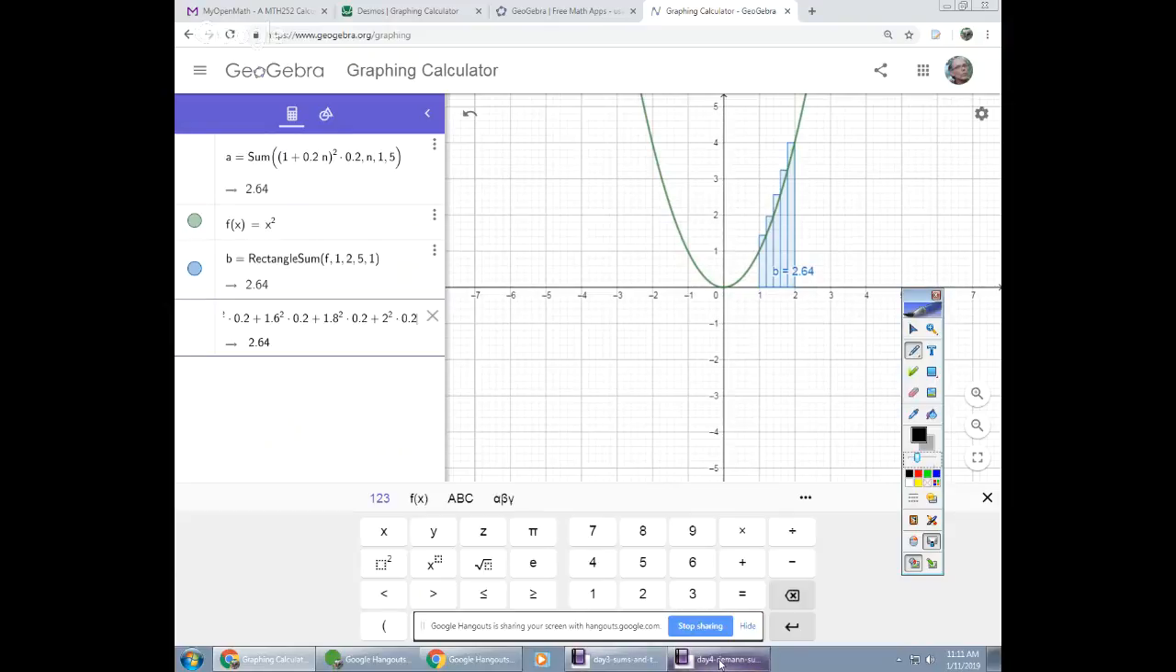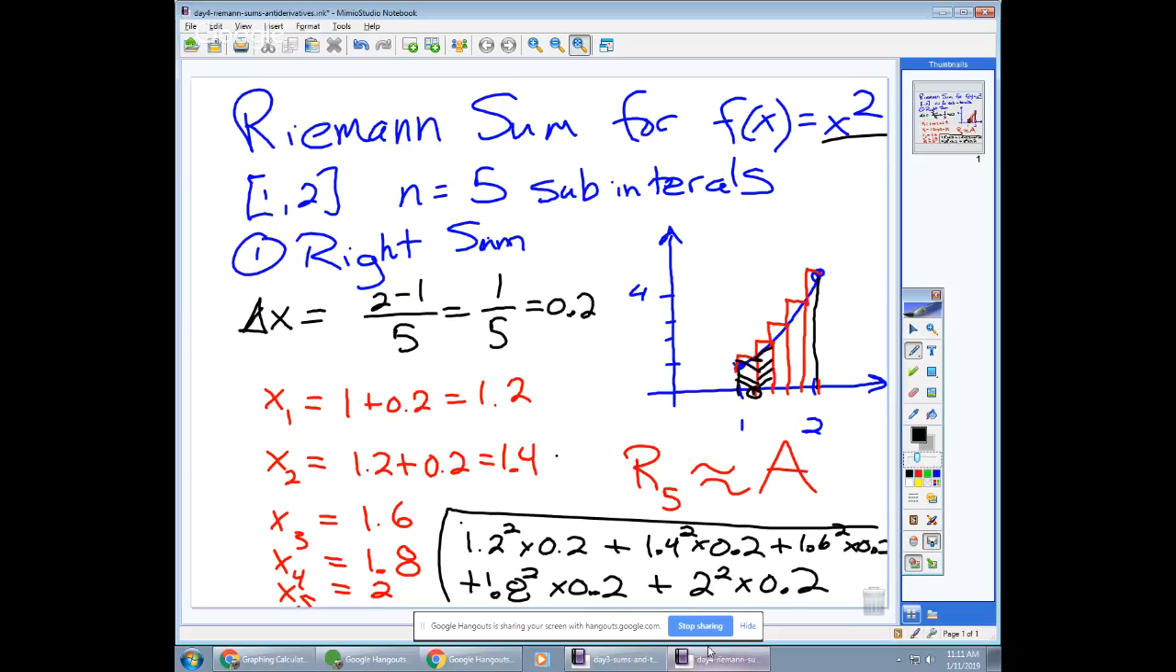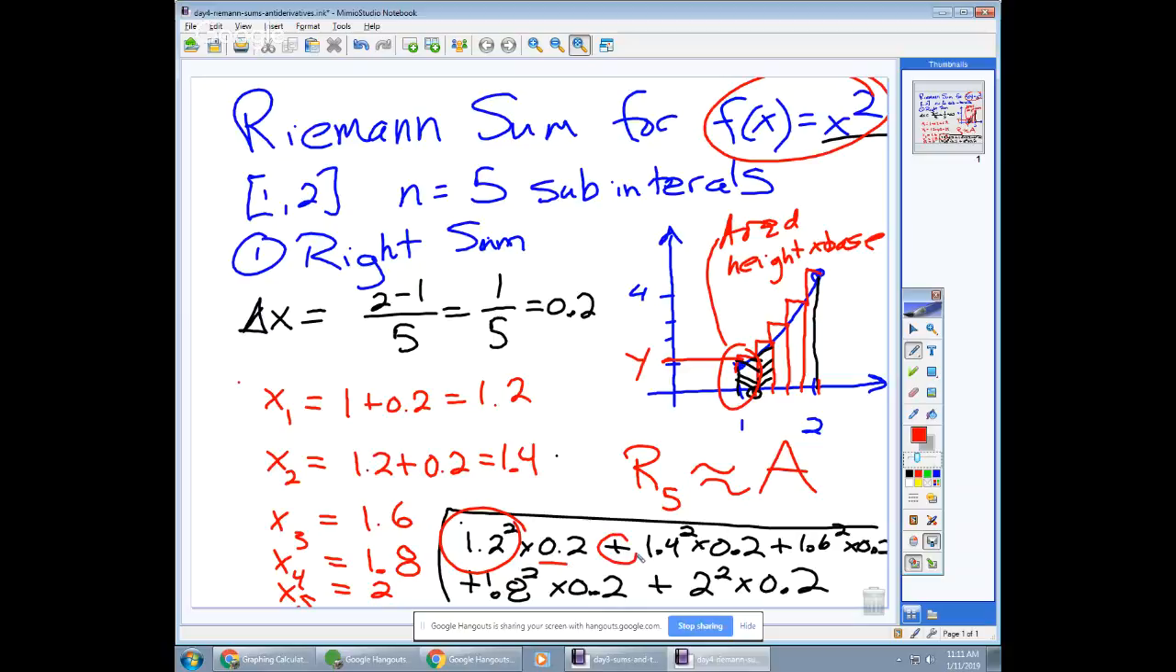Again, back to my notes here. Each of these rectangles has an area, and I'm writing the area as height times base. The height of any one of these rectangles is its y value. The function tells me how to calculate the y value. So first I have to find the x values. Once I have those, I plug them into the function. That gives me the height, and then I multiply by the base. So that's one rectangle, and then add for the next rectangle. We just keep repeating that over and over again.